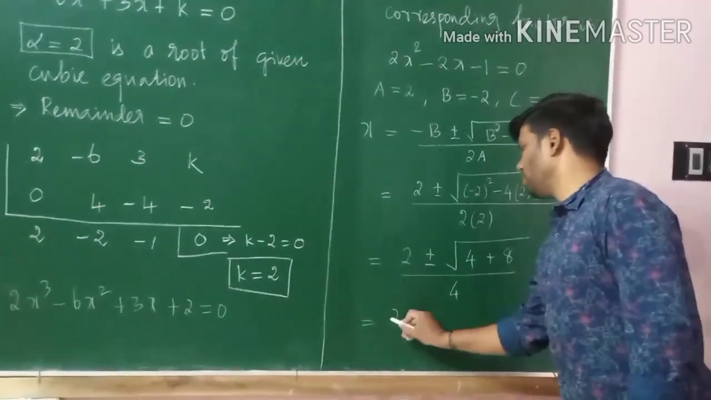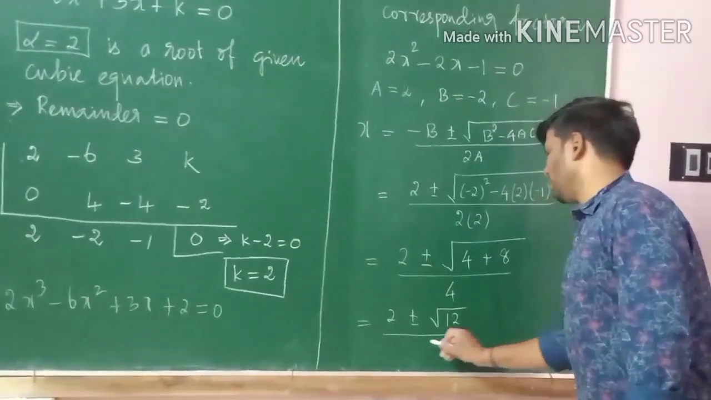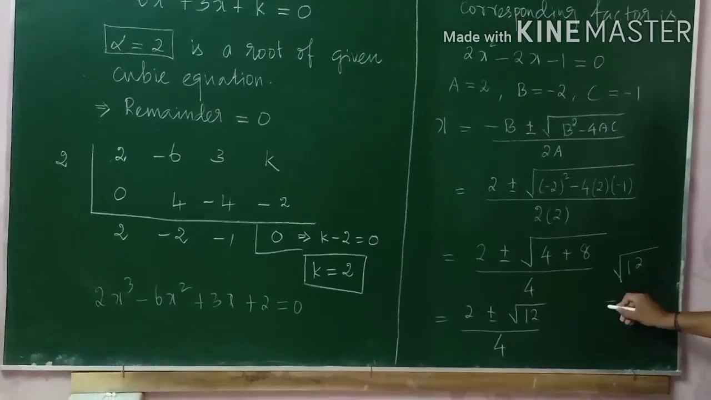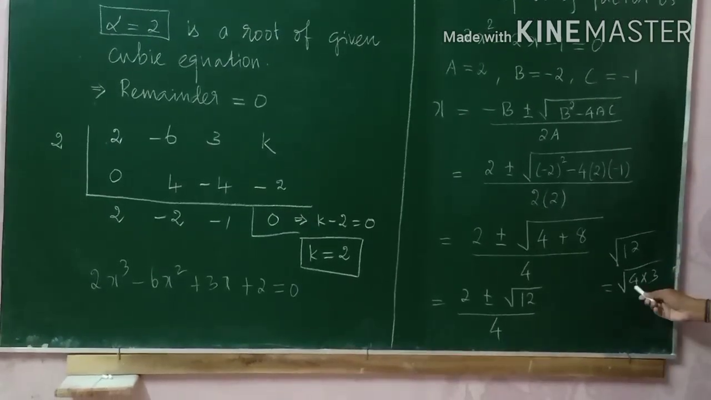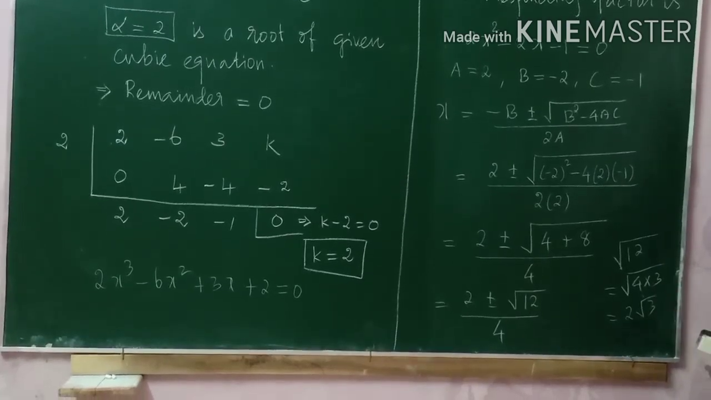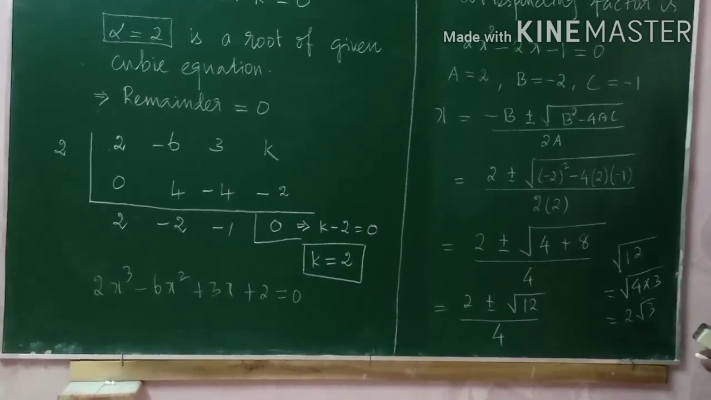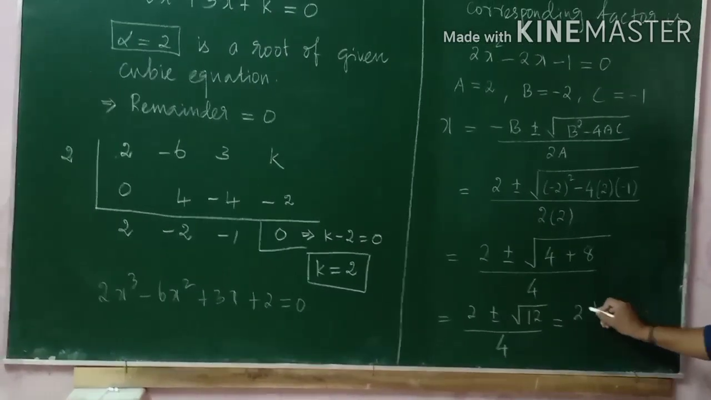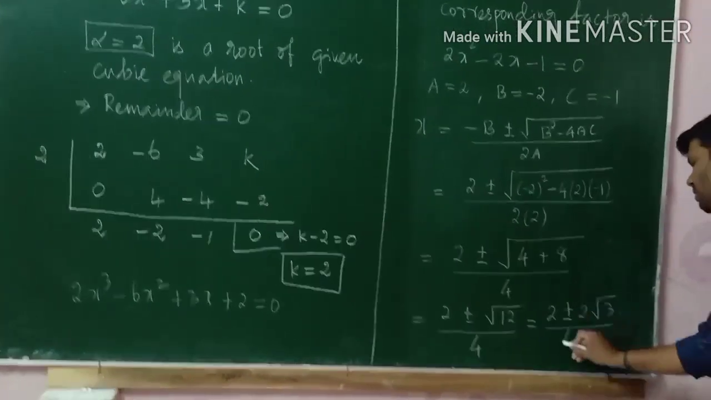So 2 plus or minus square root of 12 by 4. Square root of 12, how can you find? Square root of 12 we can write as square root of 4 into 3, square root of 4 is 2, and square root of 3 stays. So square root of 12 is 2 into square root of 3. So I can write here 2 plus or minus 2 square root of 3 by 4.